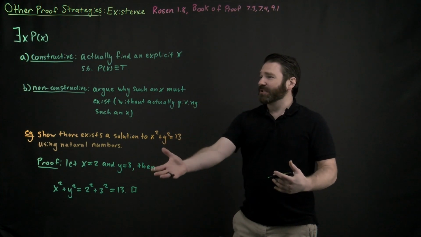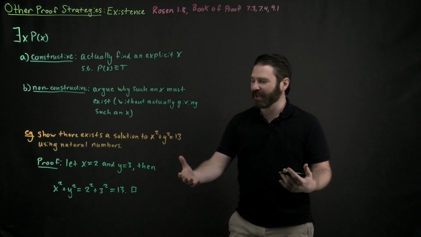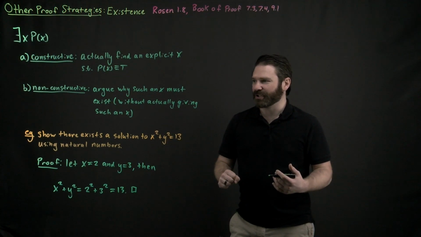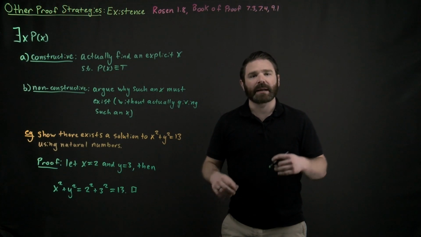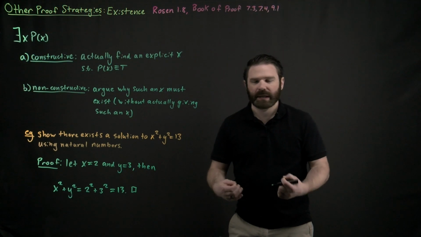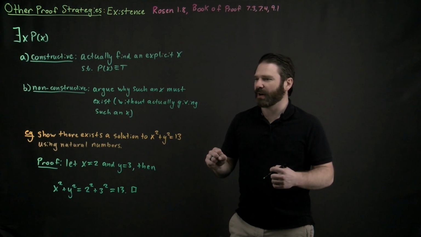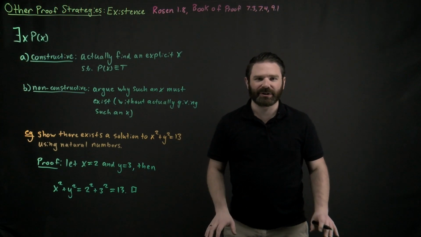So a constructive proof, pretty simple. I've just constructed you an example. There we go. I have found a solution here that satisfies this equation. Non-constructive proofs, on the other hand, can be a little bit more nuanced because instead of constructing explicit x's and y's, we have to actually make some sort of argument. So that's what we're going to look at next.